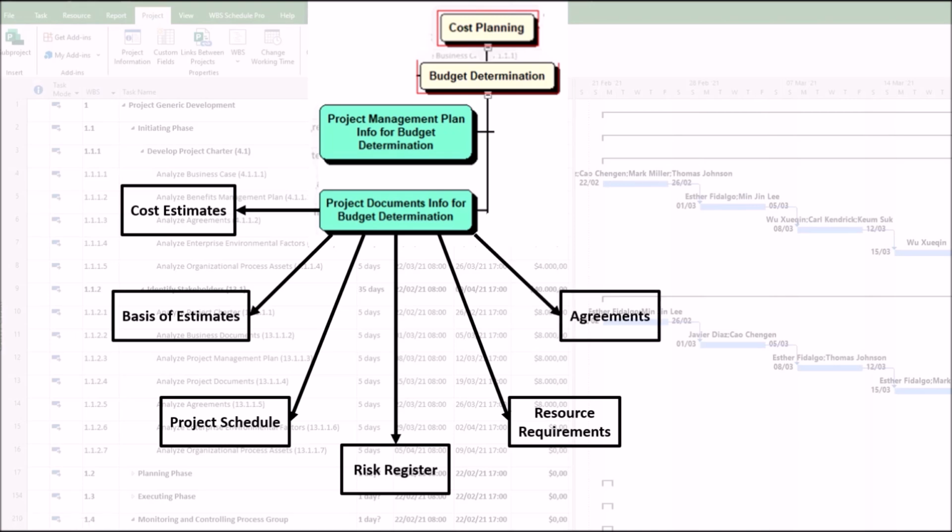6. Agreements, such as contracts and procurement docs. Contains external cost commitments, such as vendor contracts. 7. Lessons learned register. Contains historical data from past projects to refine budgeting.